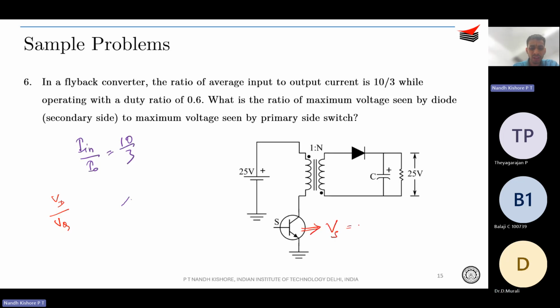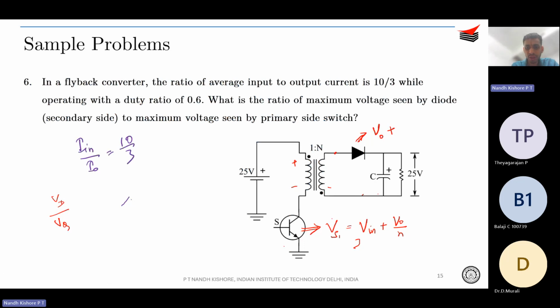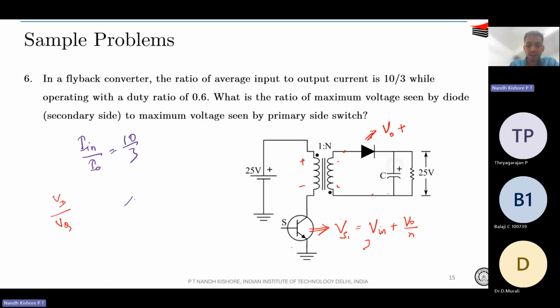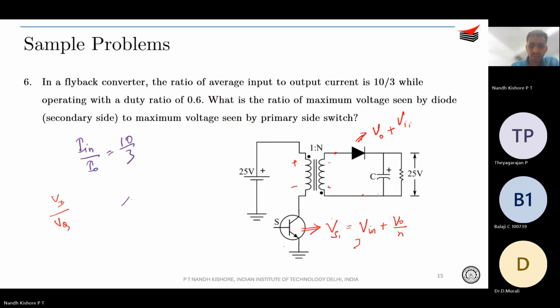We saw that Vs is actually what? Vs is V in plus V naught over N. That is V in plus the reflected voltage in the primary side. And what is the diode voltage? Diode voltage is going to be V naught, that is the output voltage, and the reflected voltage in the secondary. Correct? So the reflected voltage will be V in over N, correct? So V naught plus V in over N, right?